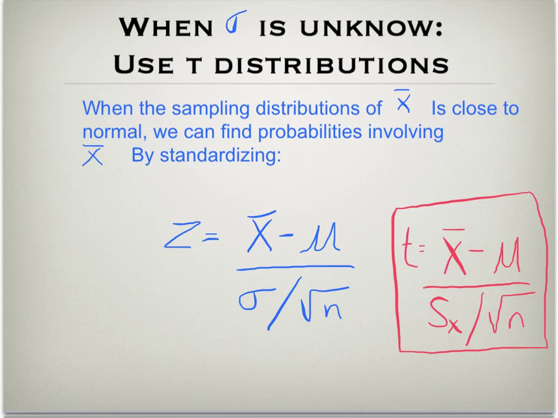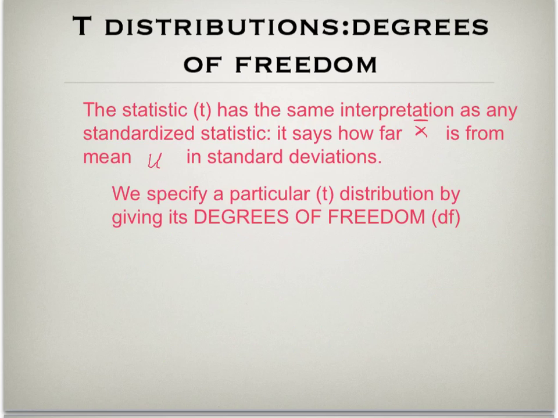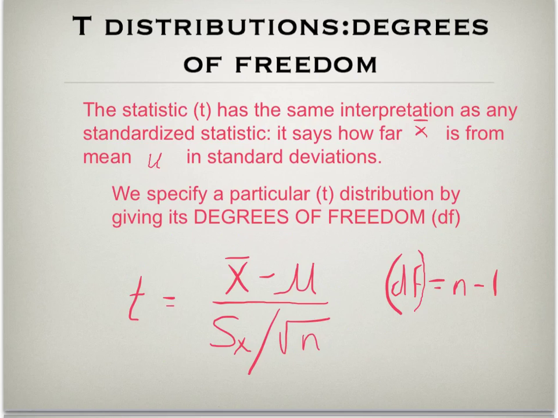It has a different shape than the standard normal curve. It's still symmetric with a single peak at 0, but with much more area in its tails. The statistic t has the same interpretation as any standardized statistic. It says how far the sample mean is from the population mean in standard deviations. We specify a particular t-distribution by giving its degrees of freedom.